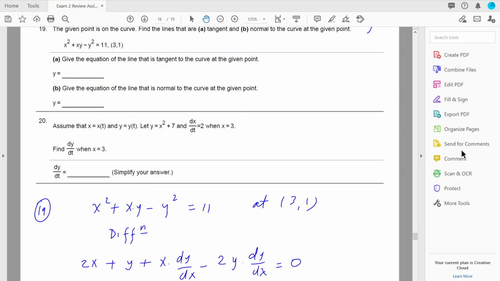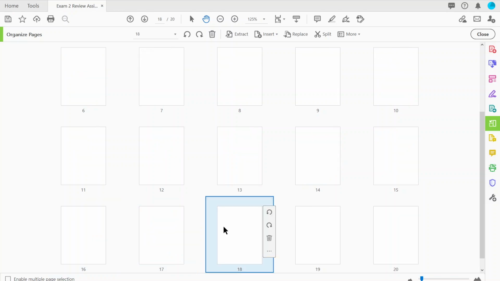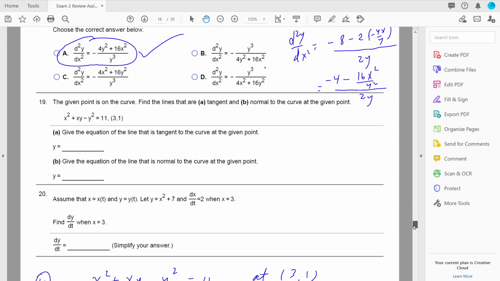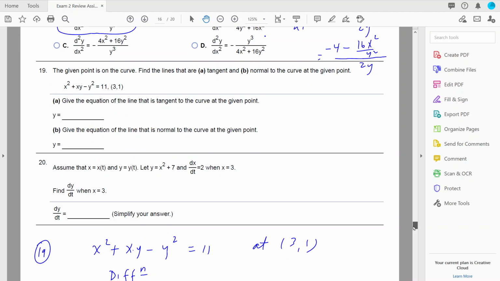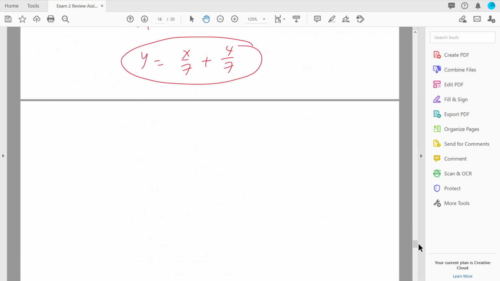Let me add one more page here. So don't forget that y is equal to x squared plus 7, and the derivative of x with respect to t is 2 when x is 3. So y equals x squared plus 7. This is problem 20. The derivative of x with respect to t is 2 when x is 3.